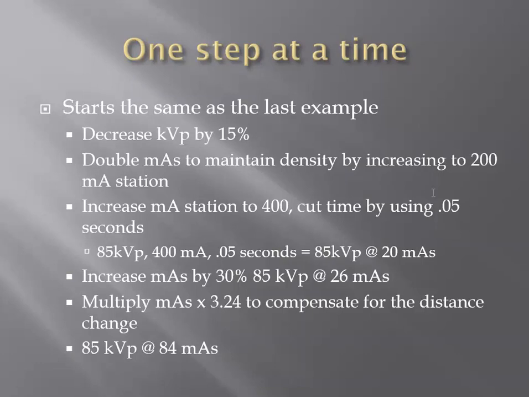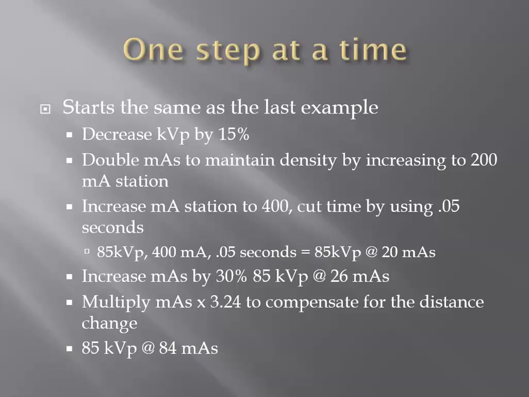Now we're going to deal with the time issue. So you would increase your mA station from 200 to 400, and thereby allow you to decrease your exposure time to 0.05. So you've cut your time in half. So your new technique at this point is 85 kVp at 20 mAs. Now you need to increase your mAs by 30%. So now your new technique is 85 kVp, times 1.3 on the 20 mAs would give you 26 mAs.